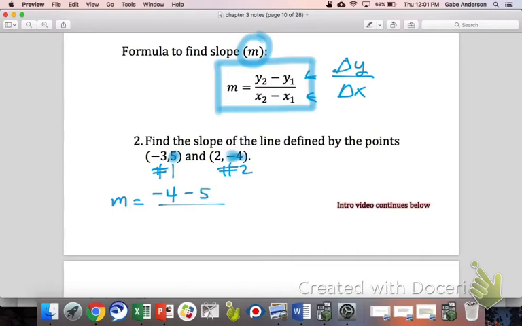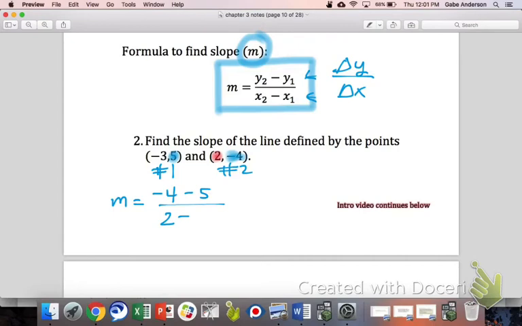In the denominator, I'm going to be looking at my x's. So x2 would be right here. That's because it's the second x. So 2 minus. And this final step is a little tricky for some folks. It's always going to be x2 minus x1 and y2 minus y1.